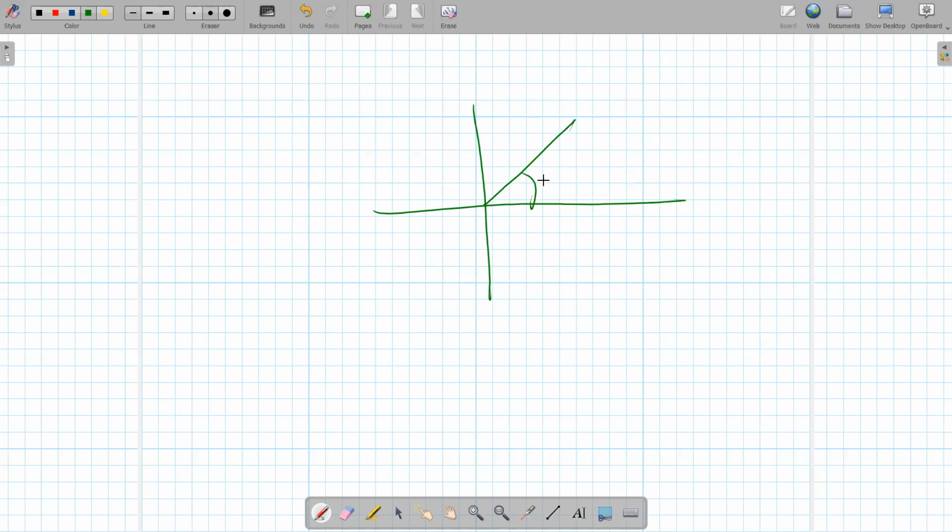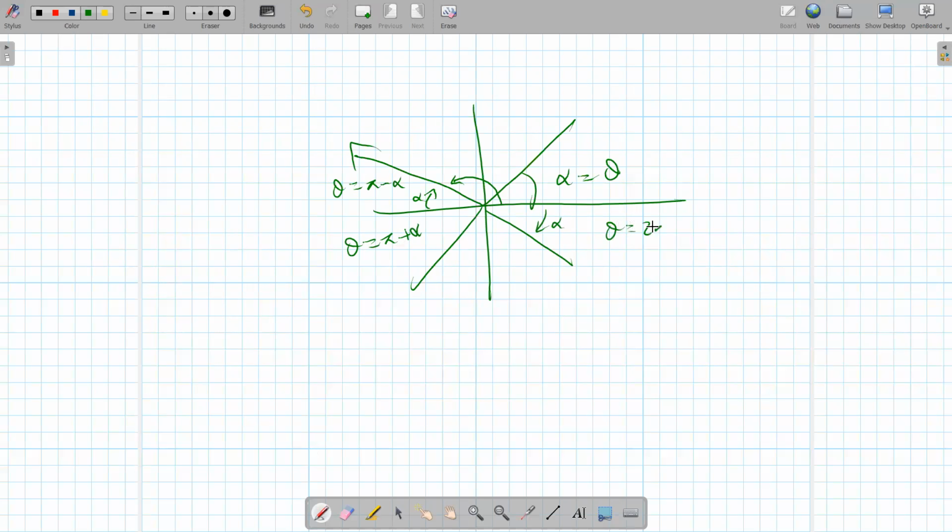So it works like this. Here, alpha is theta. Here, again, theta is the principal angle. Here, theta is pi minus alpha, where alpha is a related acute angle. In quadrant 3, theta is pi plus alpha. And in quadrant 4, this is alpha, theta is 2 pi minus alpha. And alpha is always going to be, whatever the ratio is, the absolute value of this ratio. Don't put negative numbers here.